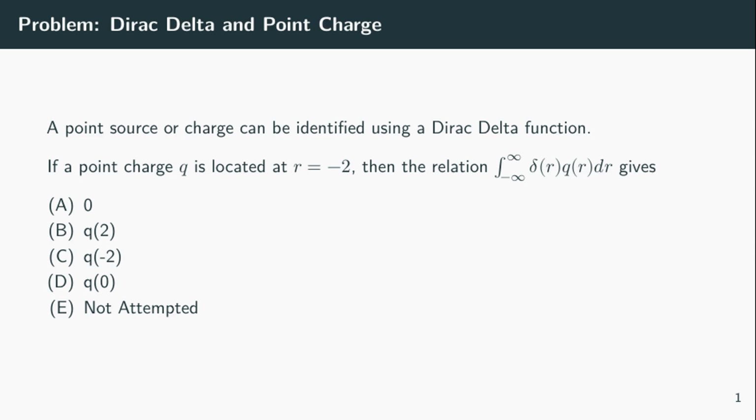Okay, let's break down this problem about the Dirac delta function and a point charge. Here's the problem we are looking at. We are told that a point source or a point charge can actually be represented or identified using a Dirac delta function. The question gives us a specific scenario.